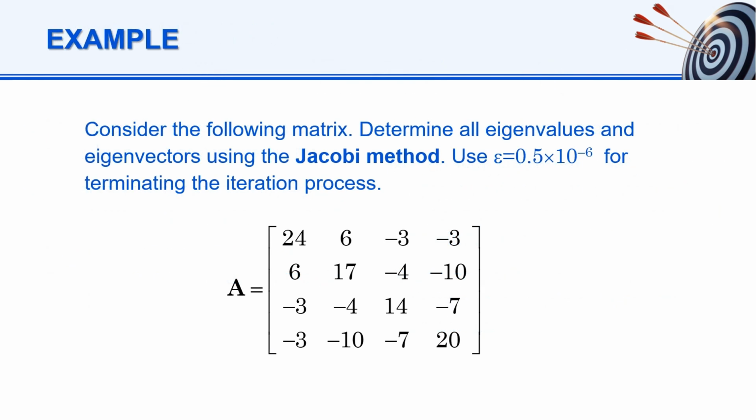Let us consider the following matrix. We want to determine all eigenvalues and eigenvectors using the Jacobi method. We will use epsilon equals 0.5 times 10 to the minus 6 for terminating the iteration process.